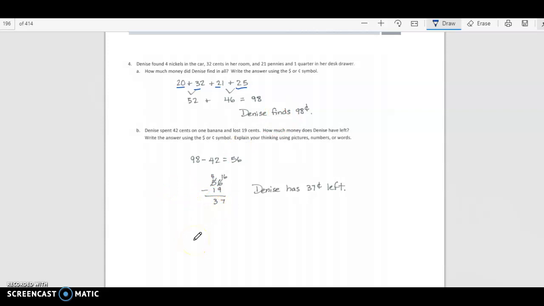And then B, Denise spent 42 cents on 1 banana and lost 19 cents. How much money did Denise have left? Okay, so she spent 42 and lost 19. So first I'm going to add these together to see how much total change she got rid of. So 2 plus 9 is 11. Bring our 1 up top. 1 plus 4 is 5, plus 1 is 6.